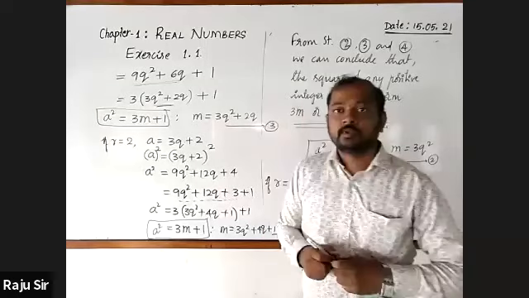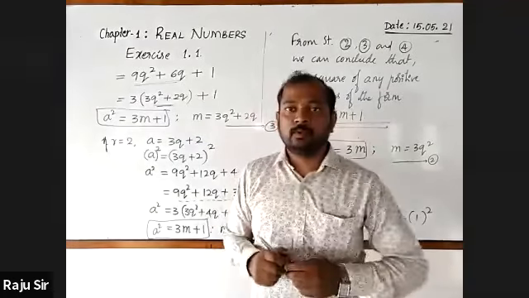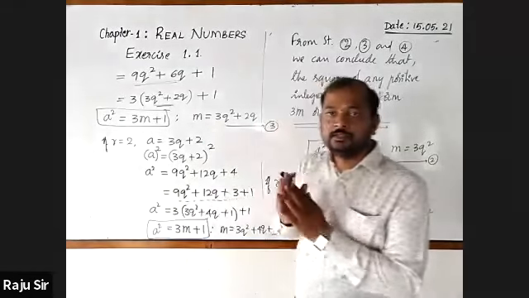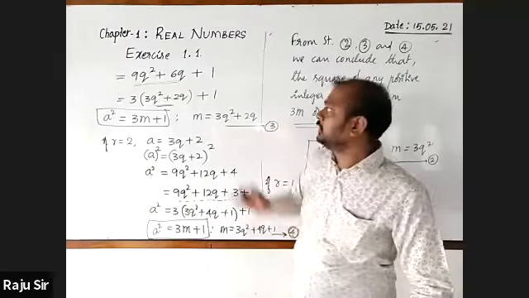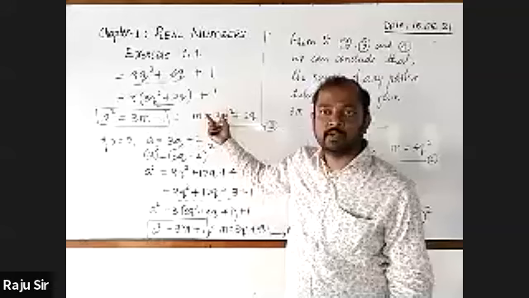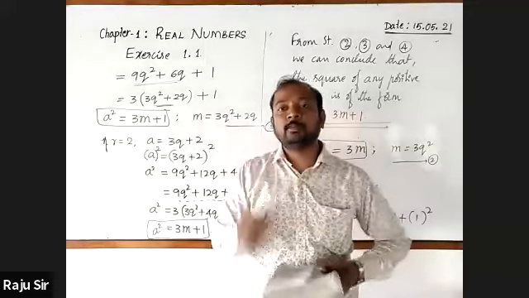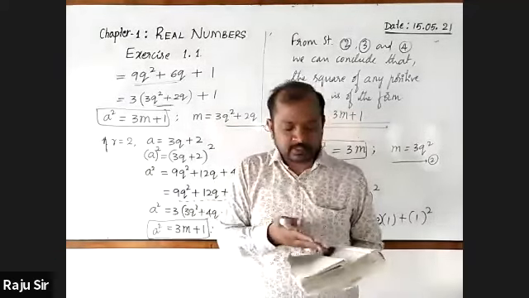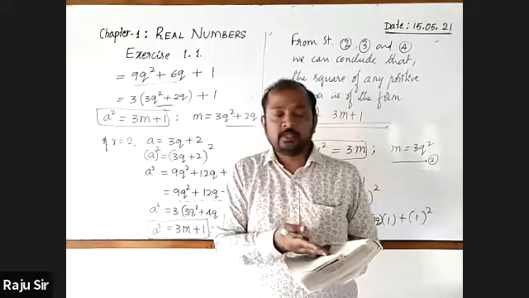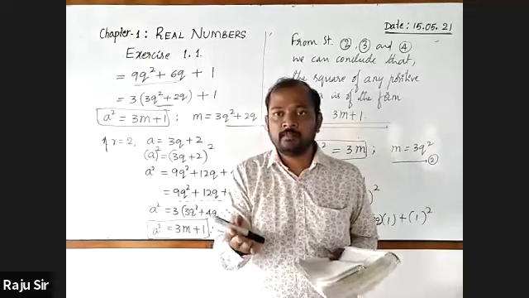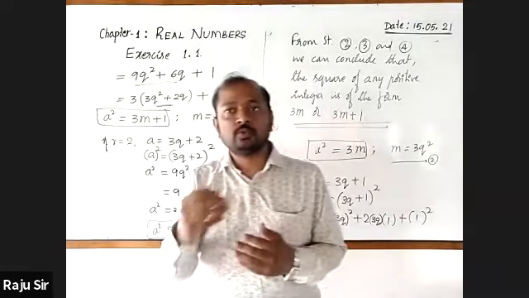Dear students, in exercise number 1.1, one more statement is there. That is the fifth one. It is like the fourth one only. Here we have taken the square of any positive integer, but in the fifth one, we are going to take the cube of any positive integer. So the cube of any positive integer will be in the form of either 9m, or 9m plus 1, or 9m plus 8. You just try to do that at home.